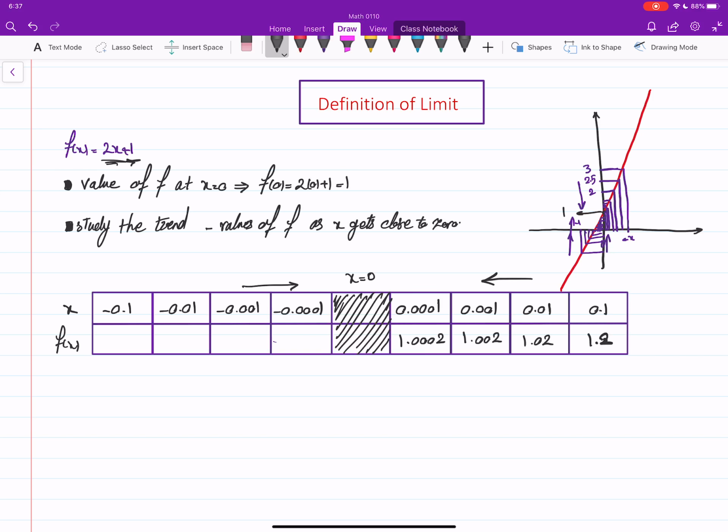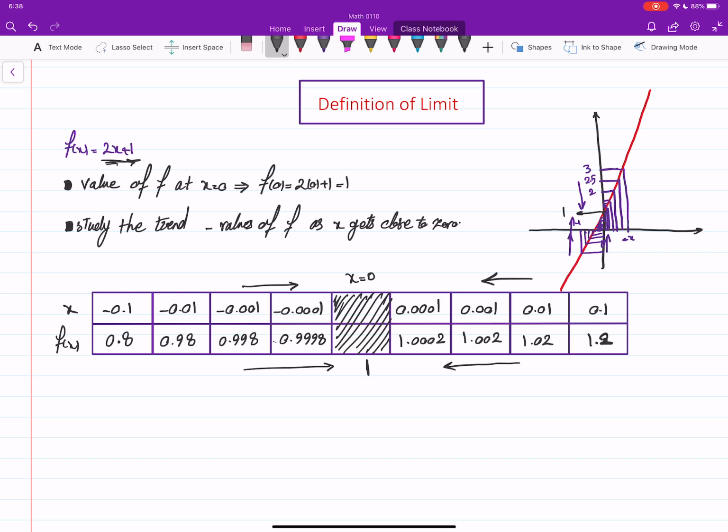Add 1 to that, we get 0.8. Here we get 0.98, 0.998, 0.9998. And this is how you see that the values of the function have a nice trend. They are getting closer and closer to 1. This is when we say, at least experimenting a few things, that this needs to have limit equal to 1 as x approaches 0.